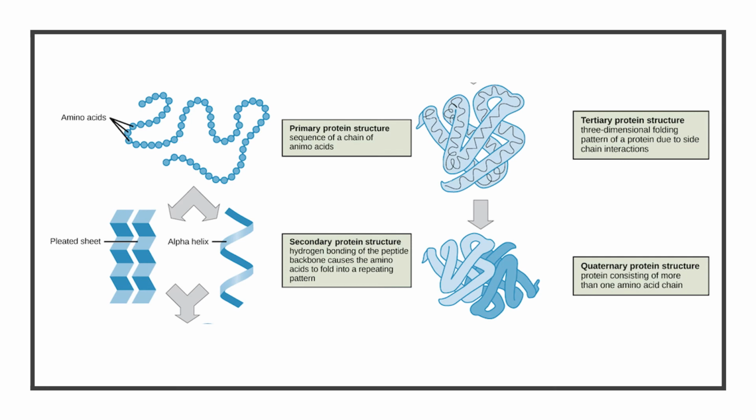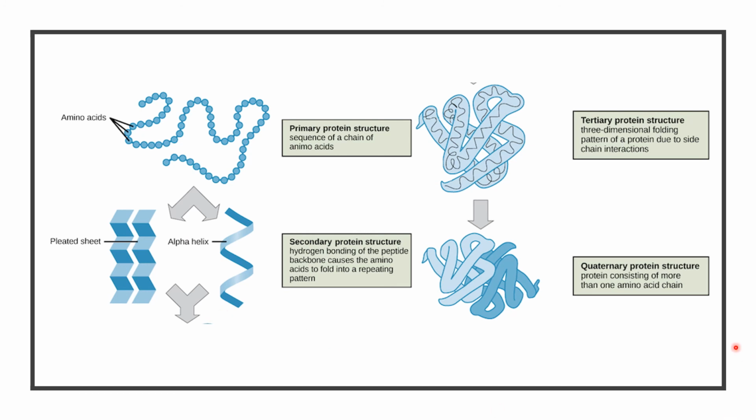So for the primary protein structure, it's just a sequence of a chain of amino acids. Okay. For the secondary protein structure, hydrogen bonding of the peptide backbone causes the amino acids to fold into a repeating pattern. So here, you will see that there's already the formation of pleated sheets and the formation of the alpha helix.